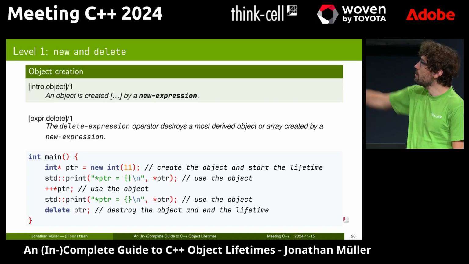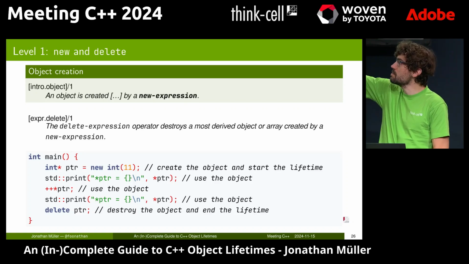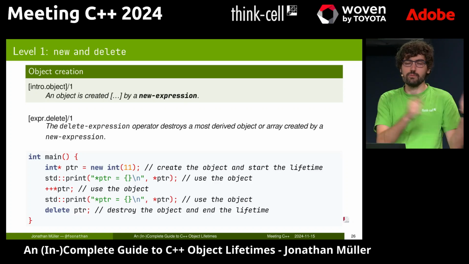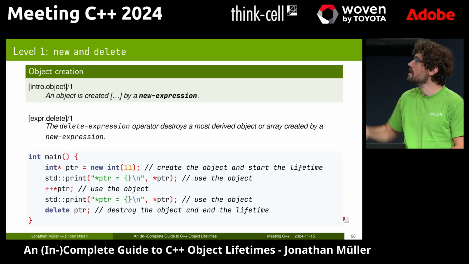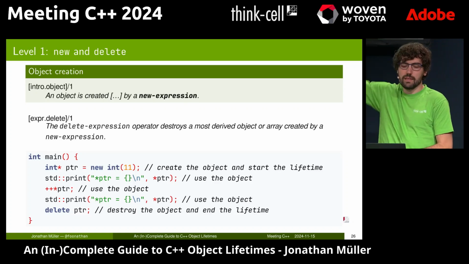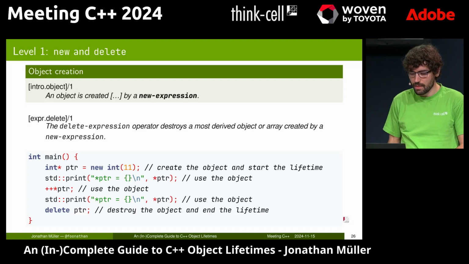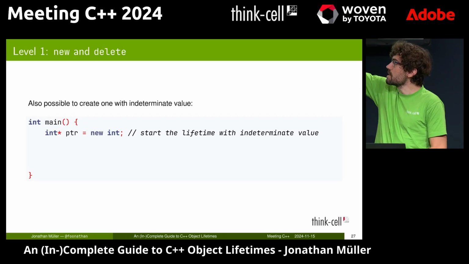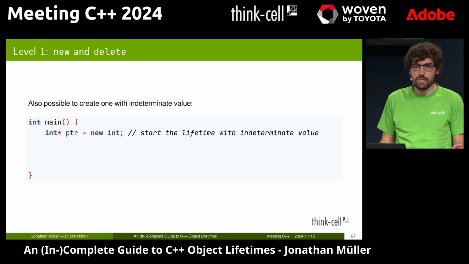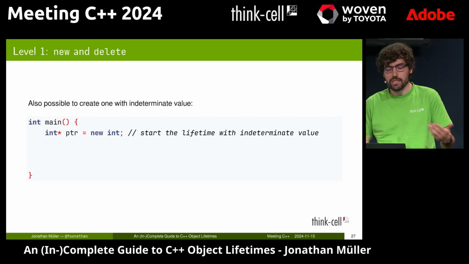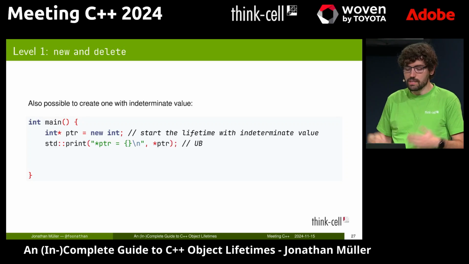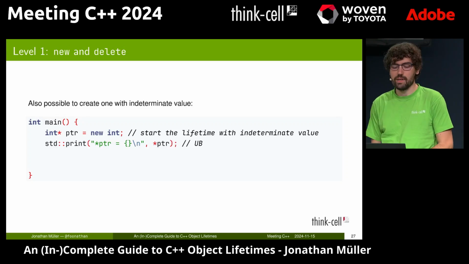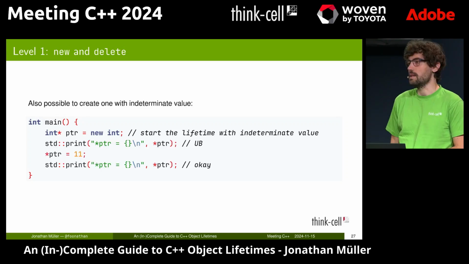Also note that the pointer itself is a separate object, right? This is an object created by a variable declaration that follows the rules from the previous section, but I'm now talking about the int that is created on the heap. And it is also possible to create one with an indeterminate value, right? So if you just write pointer equals new int, this doesn't do any initialization, but it nevertheless starts the lifetime just with an indeterminate value. And so the same rules sort of apply. This is undefined behavior. You have to assign it first, and then it's OK.